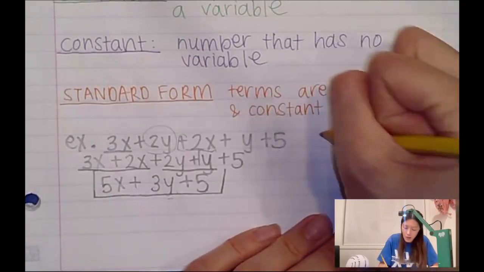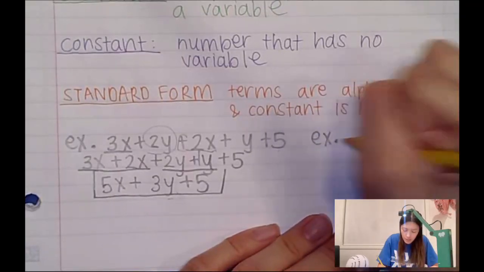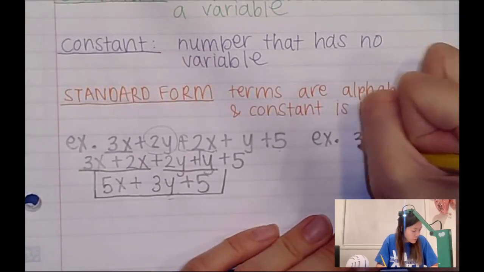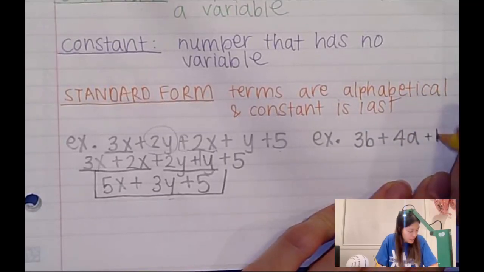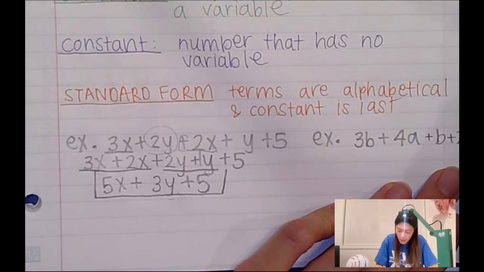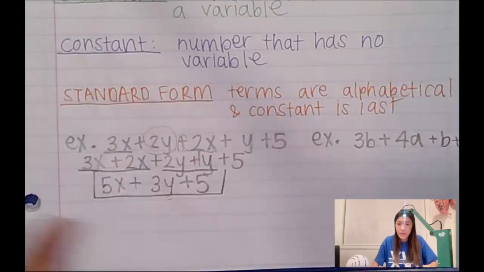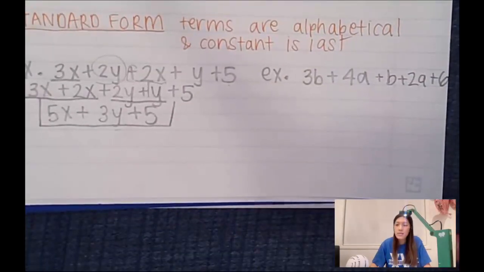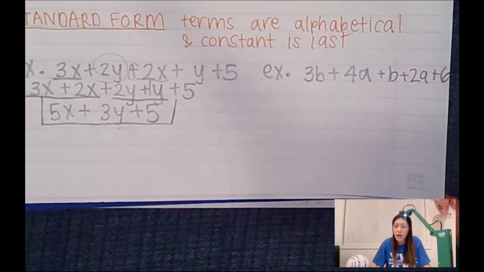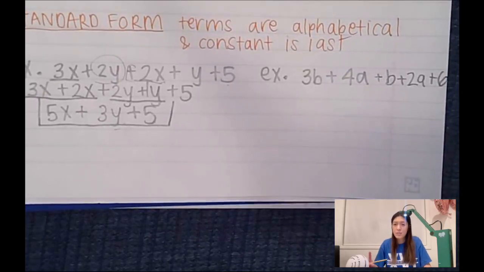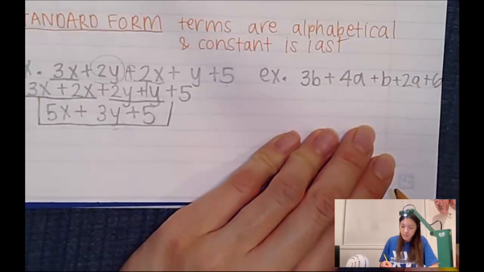Okay, I'm going to give you another one. For example, let's say you have 3b plus 4a plus b plus 2a plus 6. Sorry, that's a little hard to see. It went off camera there. Pause the video, combine your like terms and simplify it, and then come back to the video when you are done.